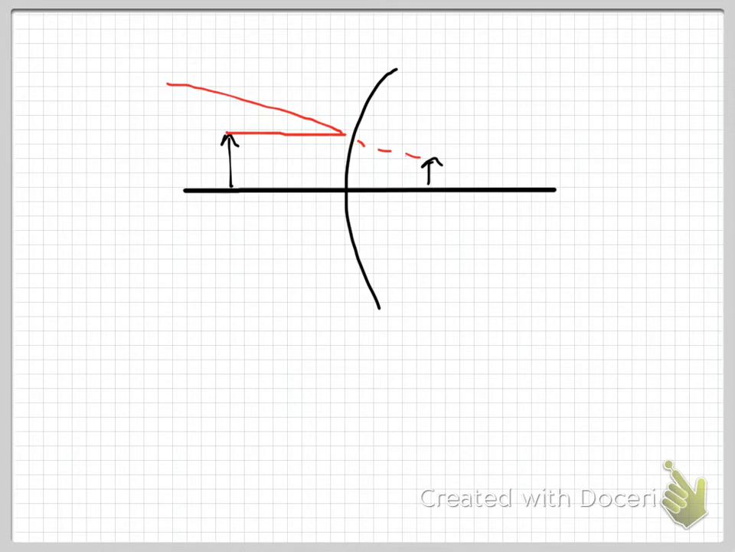Change color again for my other light ray. This one will reflect straight backwards because it's intersecting, or it lies along the principal axis. So if I trace that back, I get something that looks like this, and that's where the image comes from. Okay, hope that made sense.